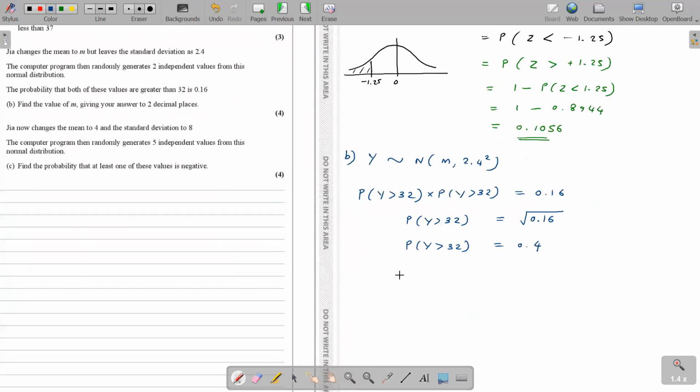So now we can work with this. Let's turn Y to Z. Y minus mu over sigma. 32 minus mu, where mu is the unknown M, over sigma, which is 2.4. Y minus mu over sigma is z. 32 minus M over 2.4. Let's say it's a p value, just use some variable here. So z greater than p is 0.4.